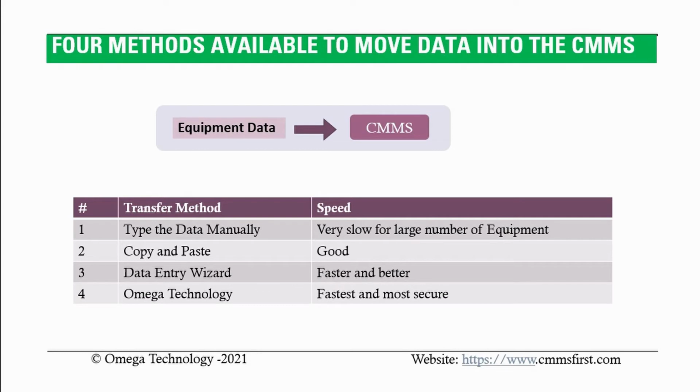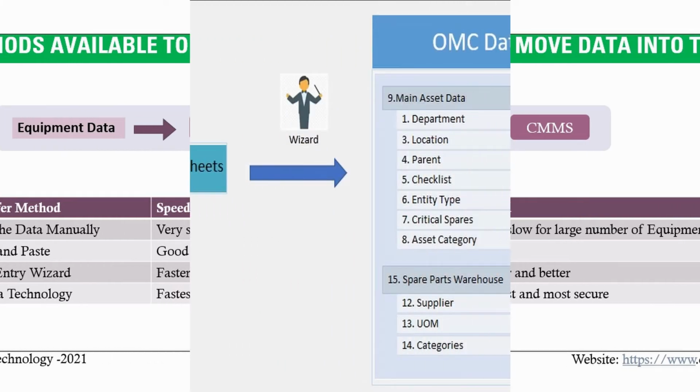The first method is to manually enter the data by typing, but this is very slow if you have a large number of equipment. A faster method is to copy and paste equipment data into each file. The third and most efficient method is to use the Data Entry Wizard. The last method is to send your data to Omega Technology, and we will load the data for you. In this video, we will discuss the Data Entry Wizard.